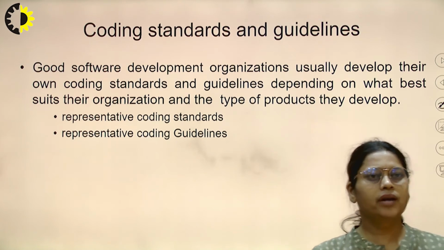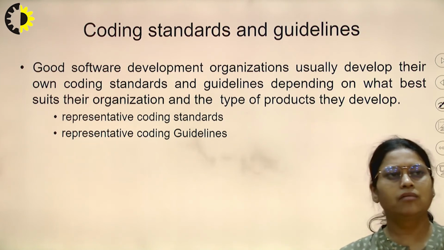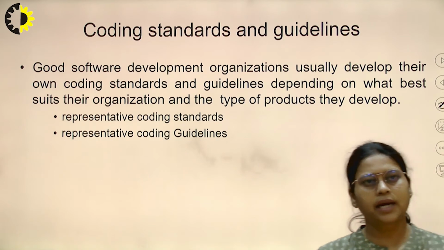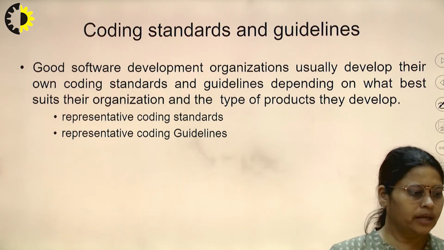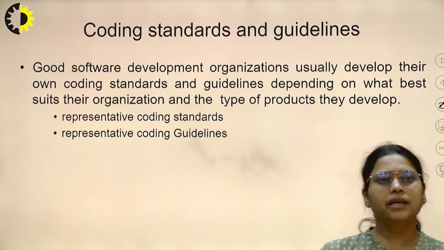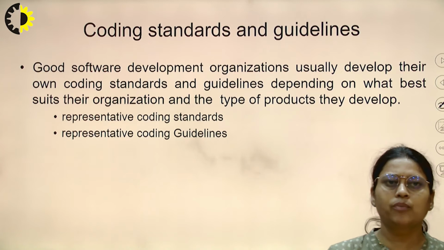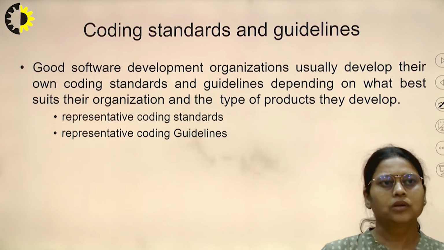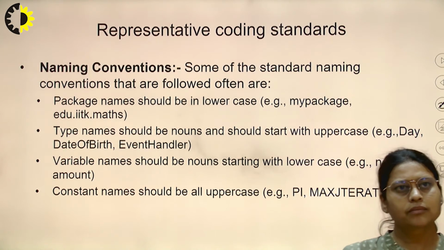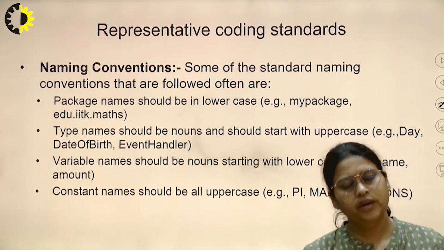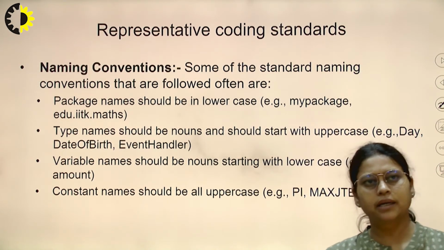So, good software development organizations usually develop their own coding standards and guidelines, depending on what best suits their organization and the type of products they develop. So, these are some respective coding standards and guidelines, and we have to follow these standards and guidelines.